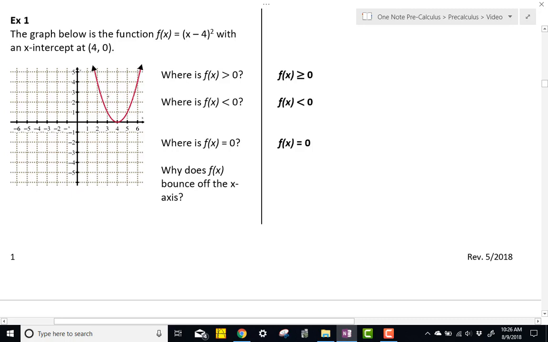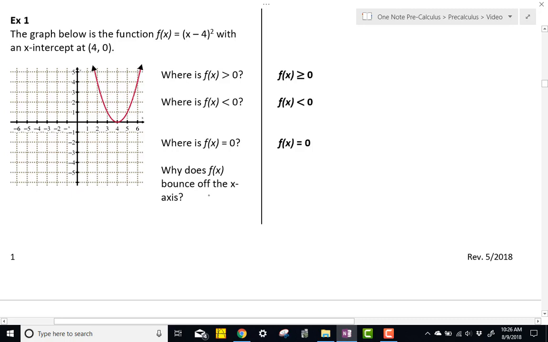The graph below is the function f of x equals (x minus 4) squared with an x-intercept at (4, 0). Where is f of x greater than 0? Where is f of x less than 0? Where is f of x equal to 0? Why does f of x bounce off the x-axis?